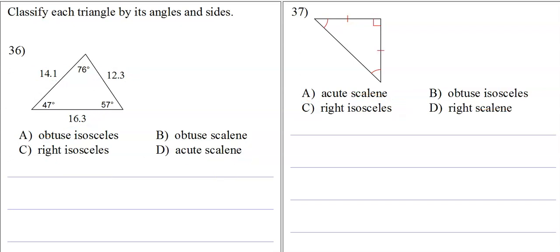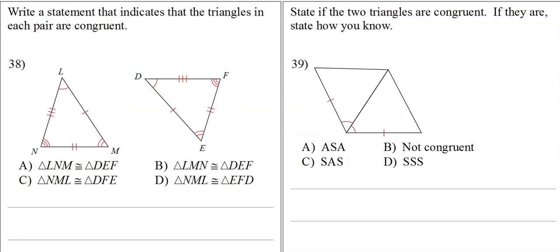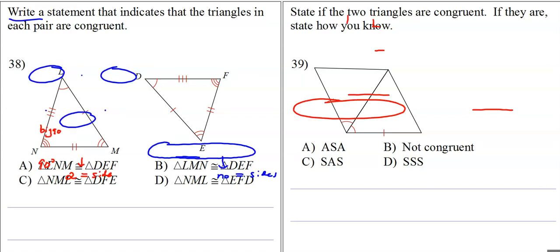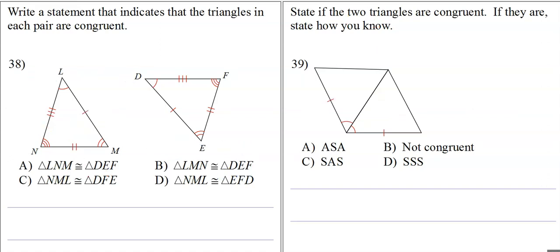So let's keep going. 38, write a statement that indicates the triangles are congruent. So this is more of a matching kind of game. So I just start with the one arc. I always kind of do the angles. L goes with D. So I see L and D. That looks good. L and E? Nope. L and D. That looks good. So we eliminated one answer with L. We should finish it with the next one.